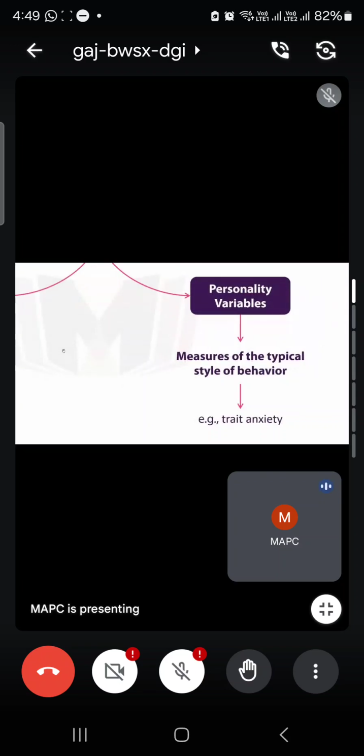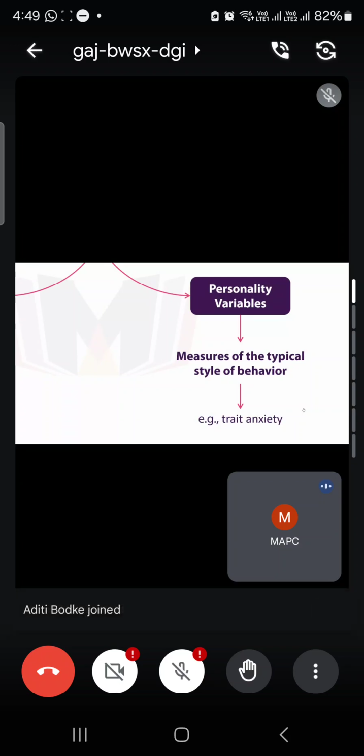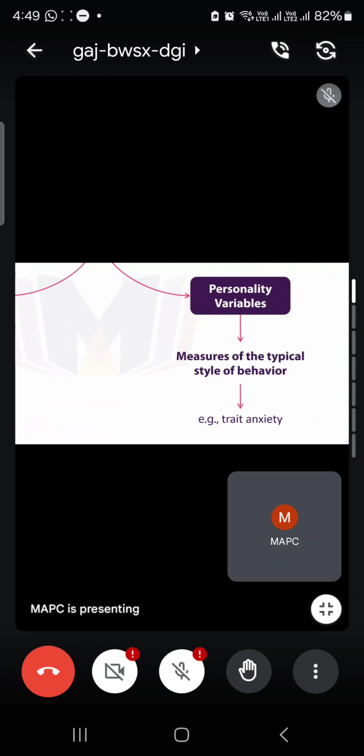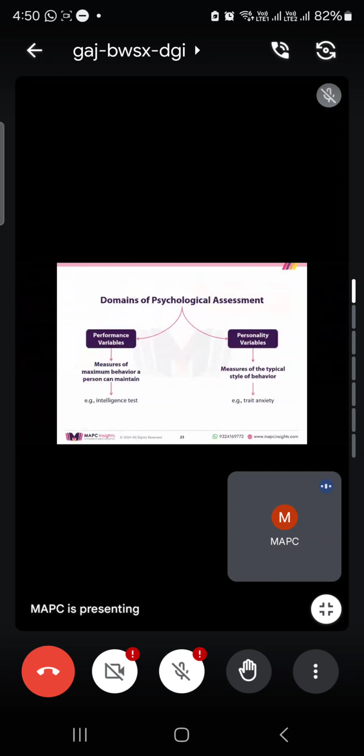What is a personality variable? Measures of a typical style of behavior. For example, trait anxiety. The typical style of behavior, the personality, or depression or anxiety, these are the behavior of the person. So with the help of psychological assessment, we try to measure the performance variable as well as the personality variable.